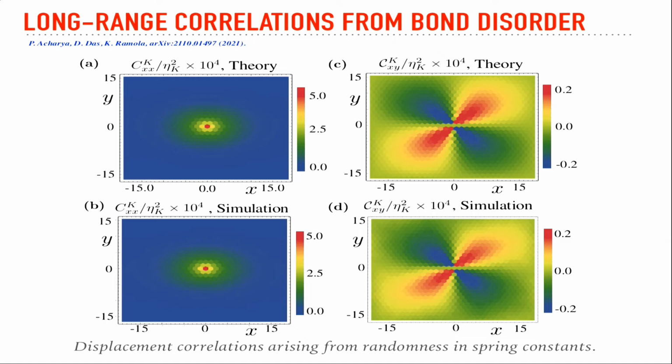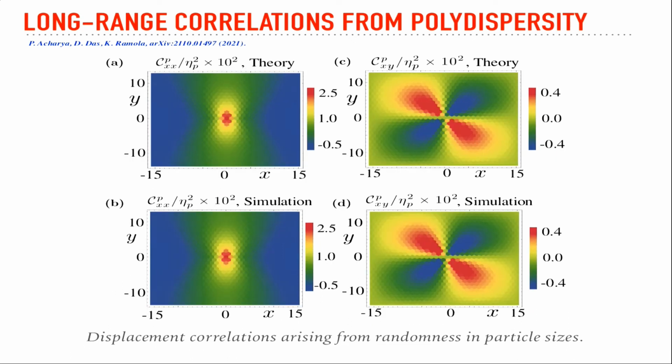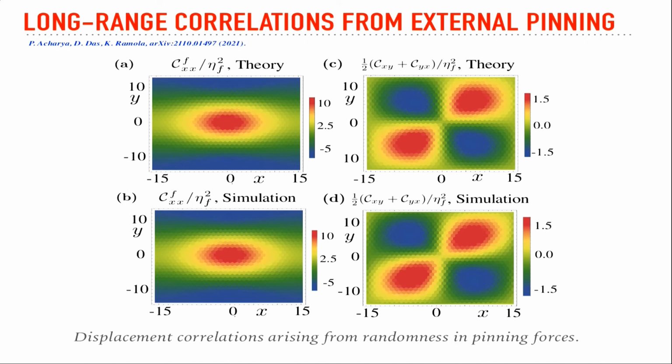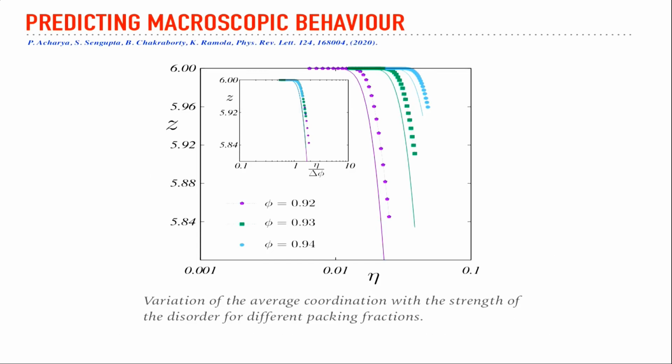Here, these are displacement correlations arising from randomness in the spring constants. So you have the configuration, and you allow for variation in the spring constants, and for the displacement fields that develop due to the randomness, you can calculate the correlation functions and measure them numerically as well. And they have this kind of symmetry. As you can see, it's larger along the 45-degree angle. But if you look at the randomness in particle sizes, they seem to have exactly the opposite symmetry in the other direction. Again, you can do this theoretically. And finally, you can do the calculation for randomness in the pinning forces, and you get some other symmetry in the system. But they're all amenable to the kind of treatments that I was talking about.